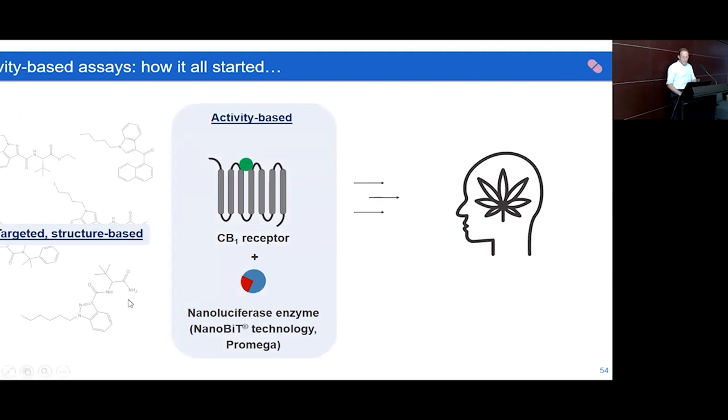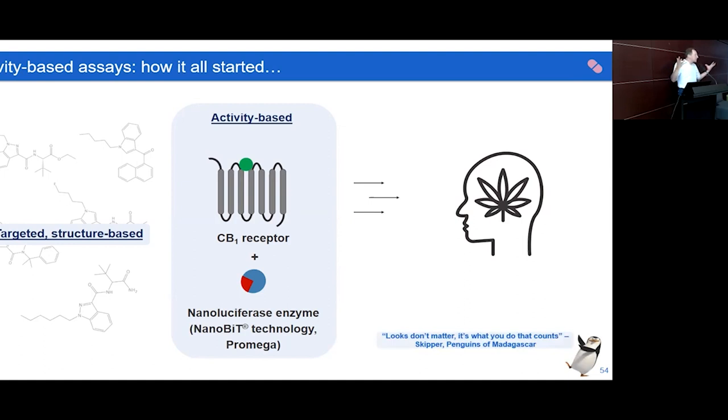And actually, we combined this receptor binding principle with so-called nanoluciferase technology. We combine this with a nanoluciferase enzyme technology where we can split an enzyme into a blue part and a red part, so two inactive parts. I'll show that in more detail in the next slide. Like that, we can come to a luminescence-based assay. The principle not only holds true for the cannabinoid receptor, but we can also apply it to other receptors.